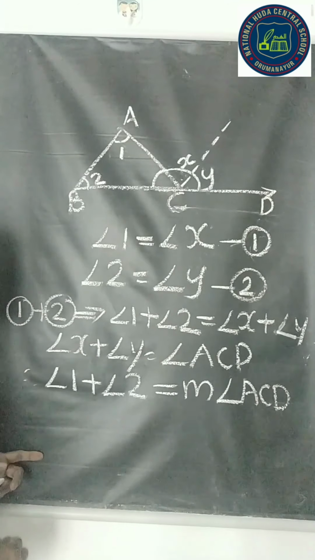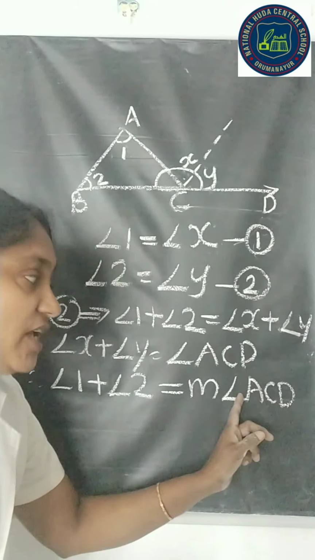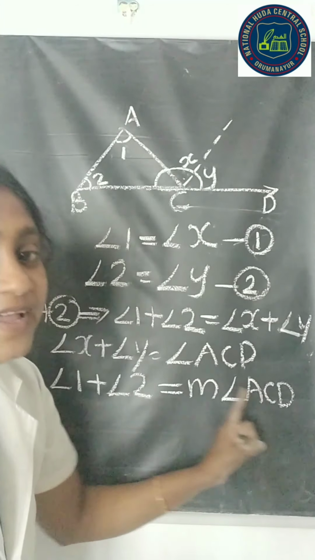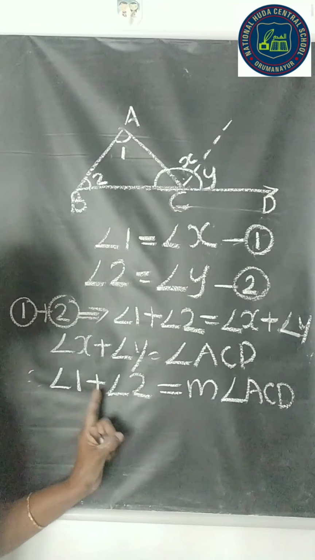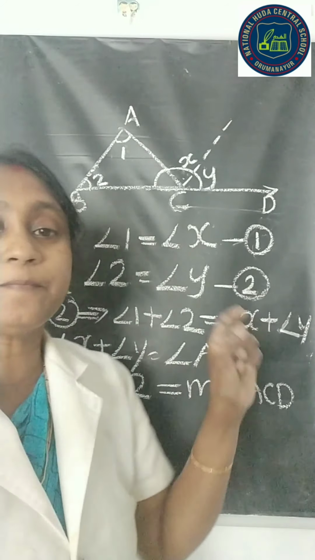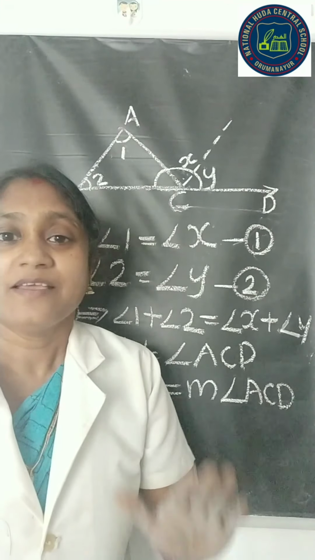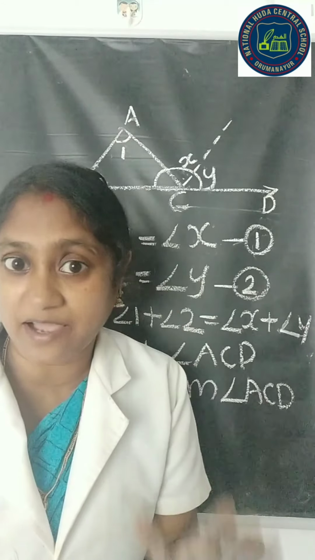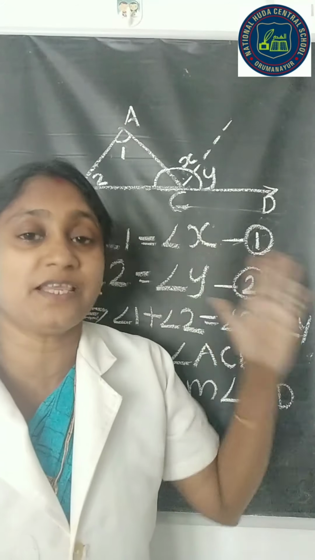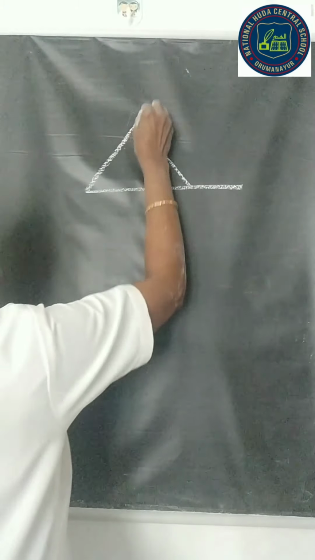This says that the exterior angle of a triangle, ACD is the exterior angle, is equal to the sum of the measures of its opposite interior angles. So, the property is the exterior angle property. That is, the exterior angle of a triangle is equal to the sum of the measures of its opposite interior angles. Now we can do one problem.